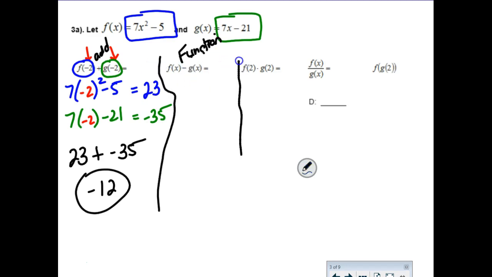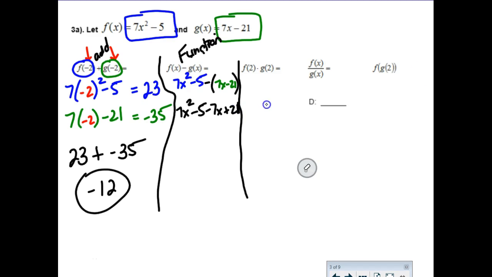Sorry. Okay. f of x would be 7x squared minus 5. And then you're going to subtract function g, which remember means you have to use parentheses. So that's 7x minus 21. If we go ahead and distribute that negative, you end up with 7x squared minus 5 minus 7x, and then a plus 21. That's a 1 right there.